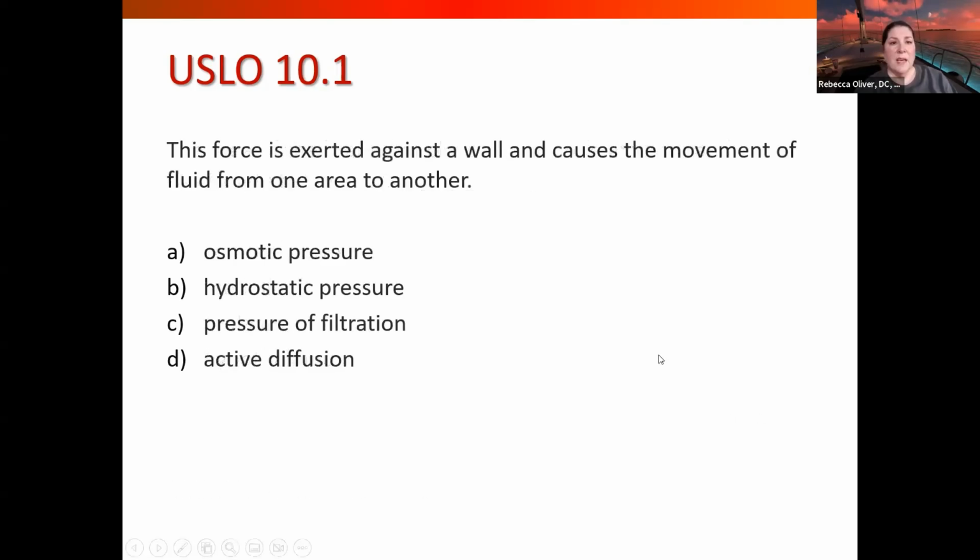This force is exerted against the wall of something that's holding a fluid and causes the movement of fluid from one area to another. And we talked about this extensively when we were looking at capillaries. Hopefully you remember it was hydrostatic pressure. Fluids will always put a pressure against the wall of whatever they're contained in. And when we're talking about the fluid inside of a capillary, it would be the capillary hydrostatic pressure.